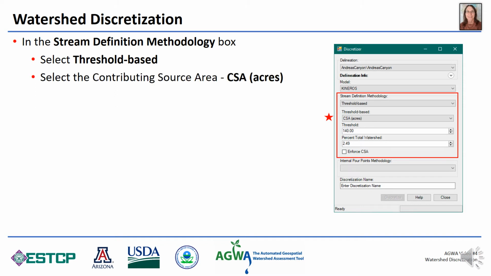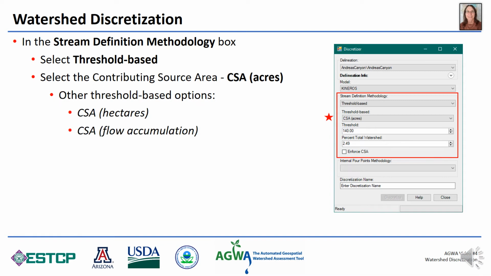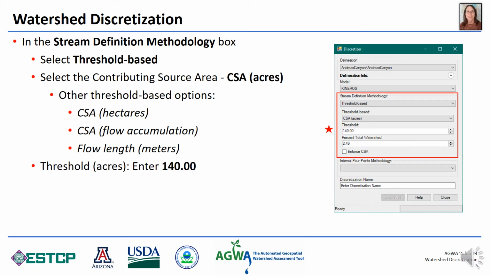In the next box, select CSA acres for the contributing source area in acres. The other threshold-based options are the CSA in hectares, the CSA based on flow accumulation, or the flow length in meters. In the threshold box, enter 140. This is the number of acres we'll use as the threshold for channel initiation. The next box, percent total watershed, should automatically read 2.49. 2.5% is the default percentage for the contributing source area in AGWA and is a good starting point. Varying this number will change the size of the upland planes and the entire discretization.